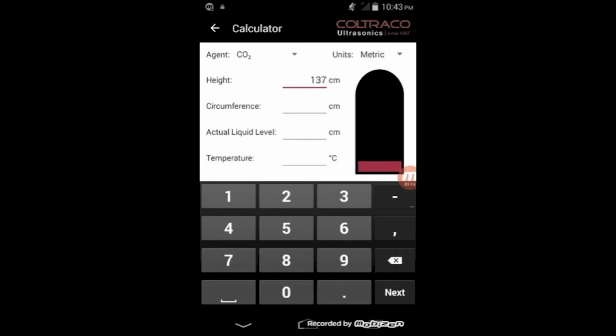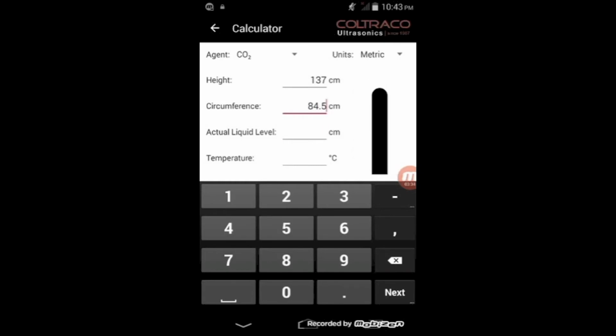The next very important input is circumference. Now this is probably one of the most influential variables, and it's important that you get this right. So I recommend that you use a soft tape measure, like a tailor's tape measure, for a more accurate measurement. In this case it's 84.5.